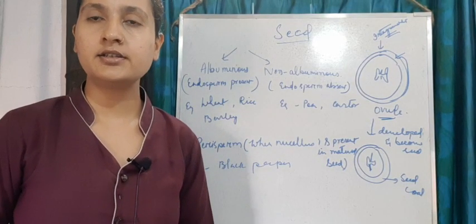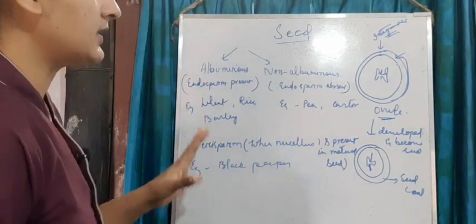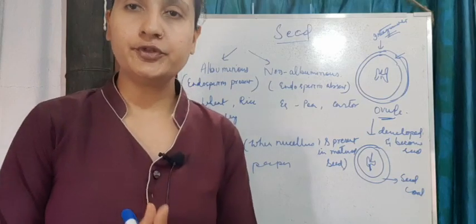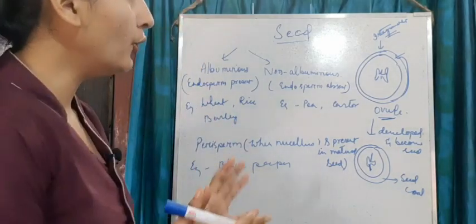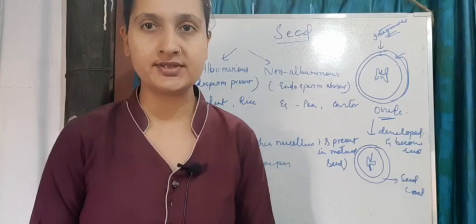Okay, so let us start another topic, that is seed. Now first let us know what is seed. So we know that after fertilization, the ovule develops into seed and the ovary develops into fruit, right?